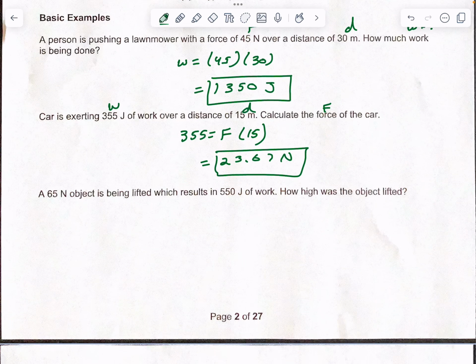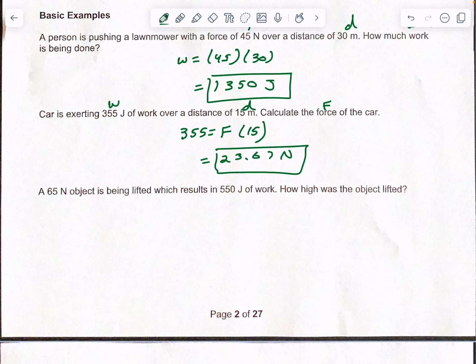Next one: a 65 newton object is being lifted. Weight is actually a force, and we'll talk about that more in just a second. When it says a 65 newton object is being lifted, that's technically the weight of the object. So weight is a force. It's being lifted, which results in 550 joules of work.